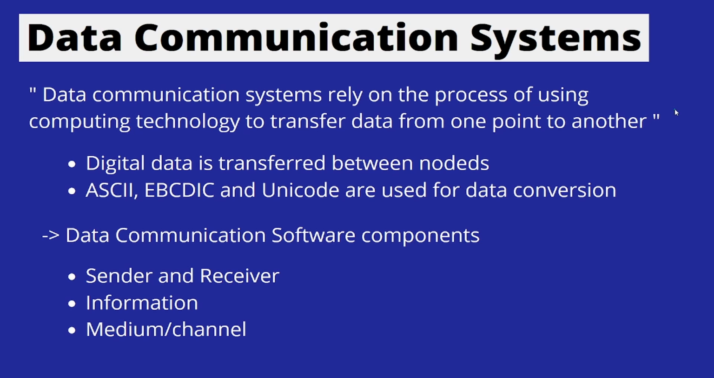Data communication systems. Data communication systems rely on the process of using computing technology to transfer data from one point to another. Digital data is transferred between nodes. ASCII, EBCDIC, and Unicode are used for this data conversion. Data communication has 3 components. You need the sender and receiver, and then the information that has to be transferred between the sender and receiver, and then the medium or channel to transfer this information.